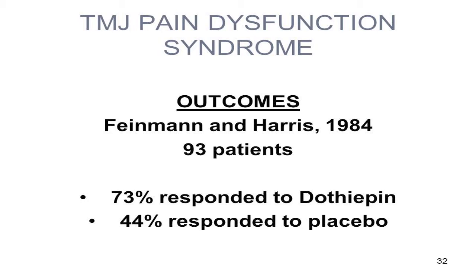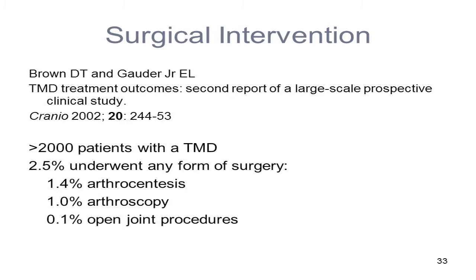And then you come to outcomes, and 73%, so 57% becomes 73% responding to dothiepin. So it's not just about psychiatric response, it's clearly about muscle spasm and response to a pain-controlling drug as well. But there is a very significant response to placebo as well, which emphasizes again that there is a significant psychological or psychiatric overlay for this condition in these patients.